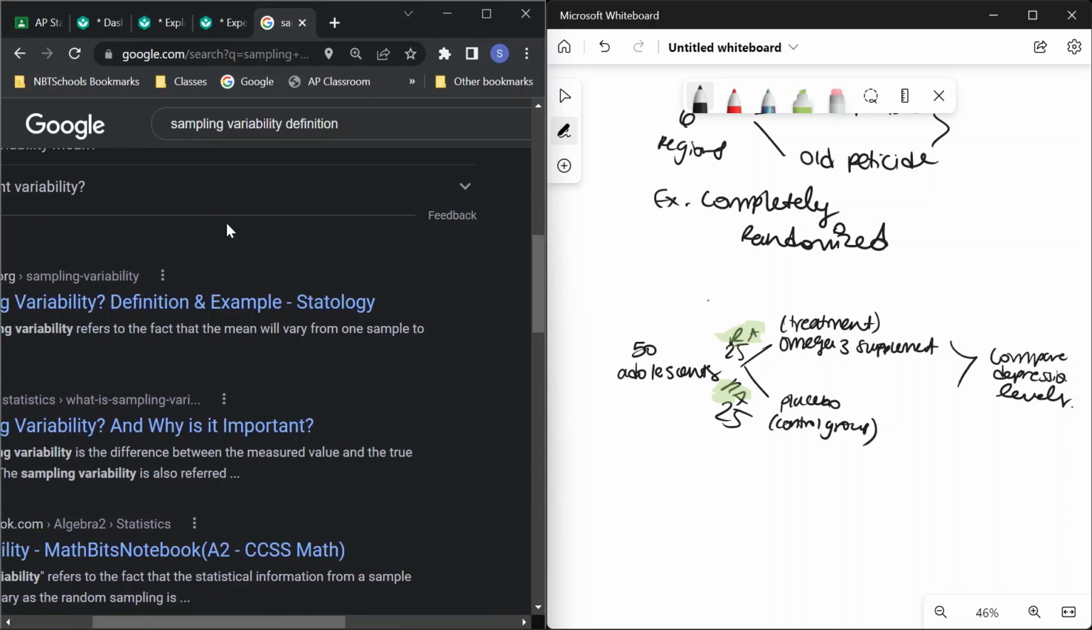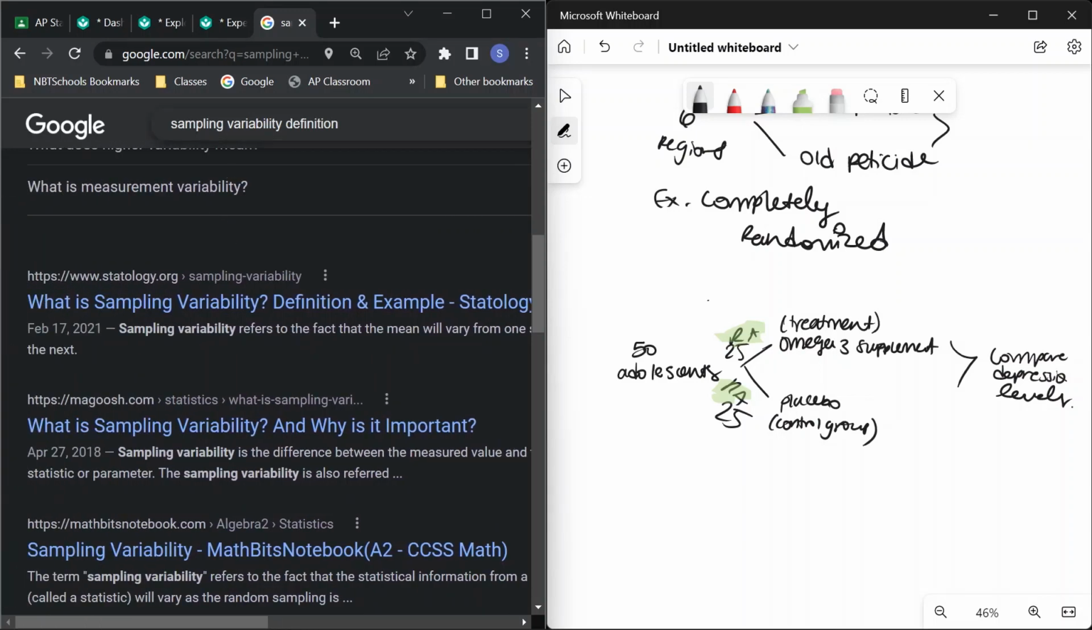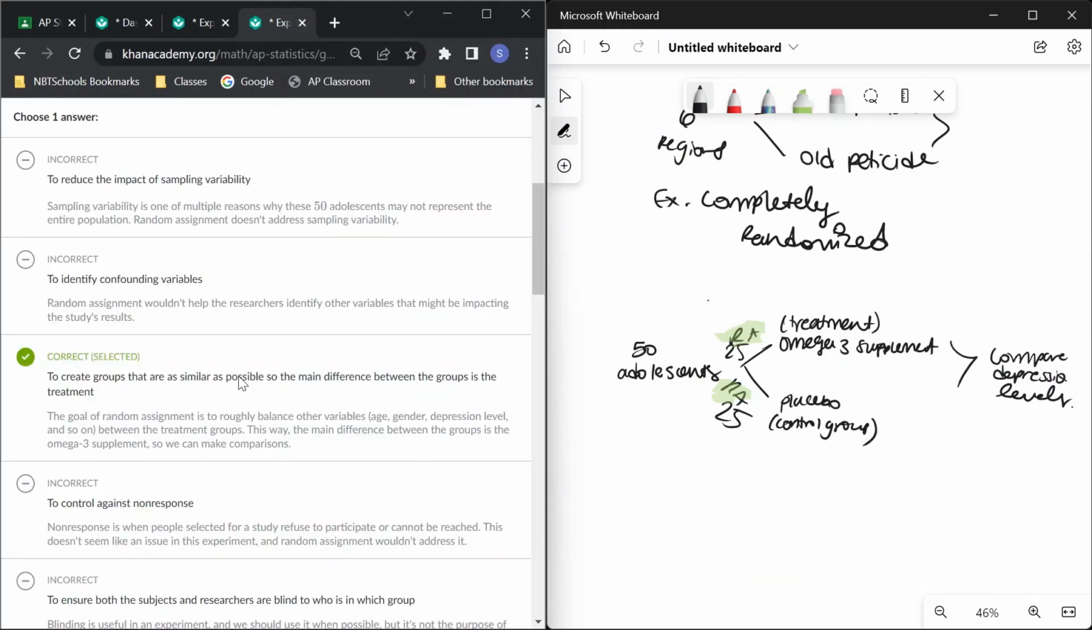Okay, sampling versus the fact that the mean will vary from one sample to the next. So that speaks to the possibility of the 50 adolescents not being representative of the entire population because of sampling variability. The samples could be different from each sample taken, right? So whatever you're trying to look for, it could be different. Okay, I think we're gonna go with that. Let's move on.